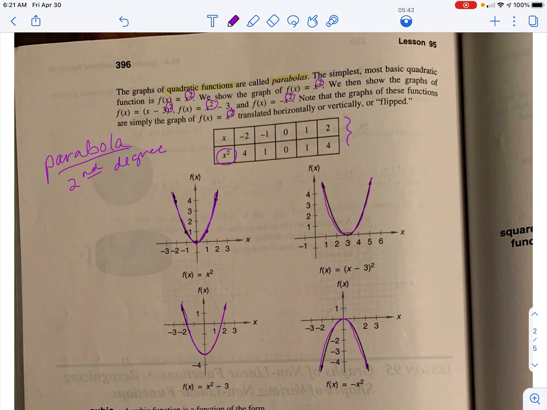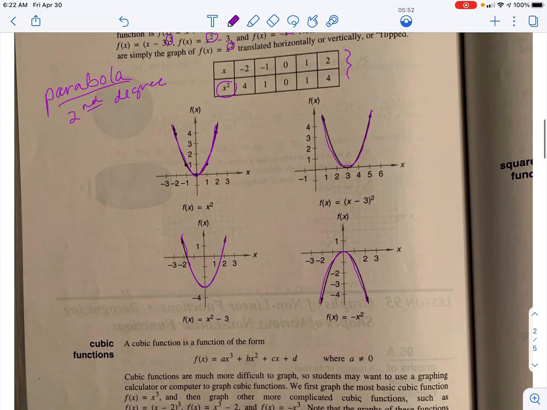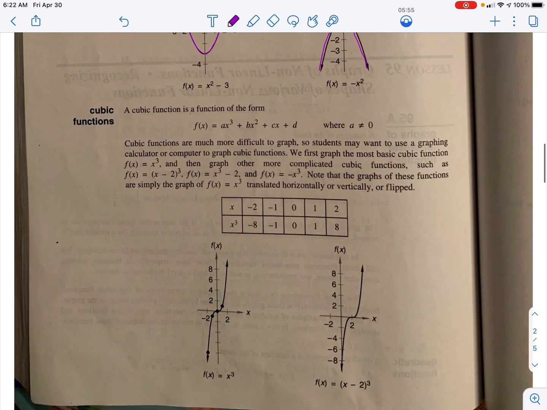But anyway, the point is, you have your table of values here that whatever you put in for x is going to spit out the solution. So when you get these plotted, all these points on your graph are going to turn out to look like that, and that's a parabola. Let's look at a cubic function.